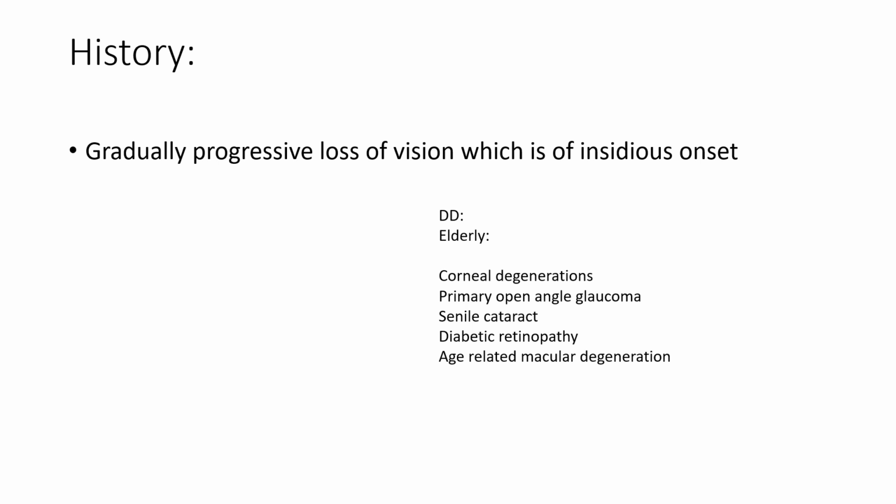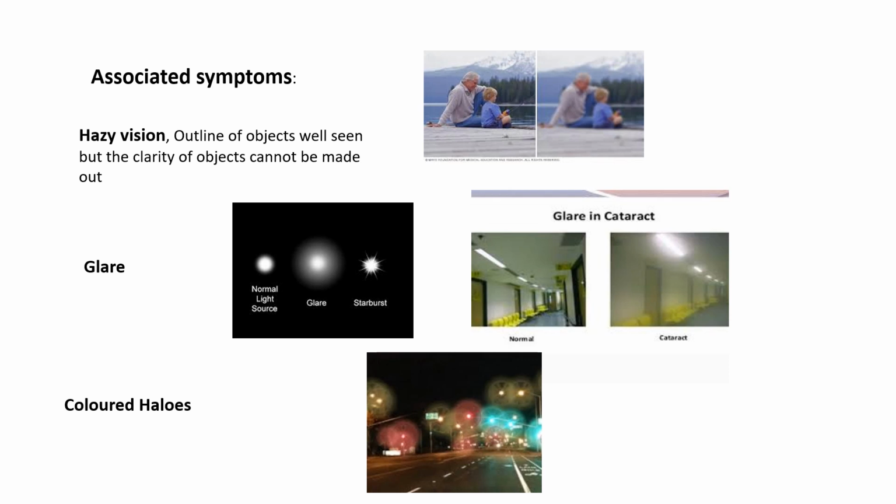So how does a patient with cataract present? They usually present with hazy vision, where they say that the outline of the objects is seen, but the clarity of the objects cannot be made out. So they usually say, I can see, but it's not very sharp.